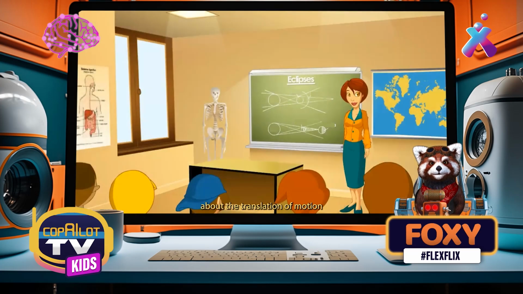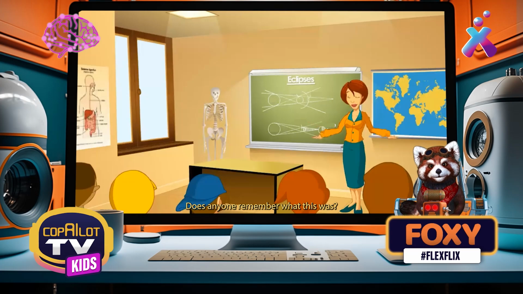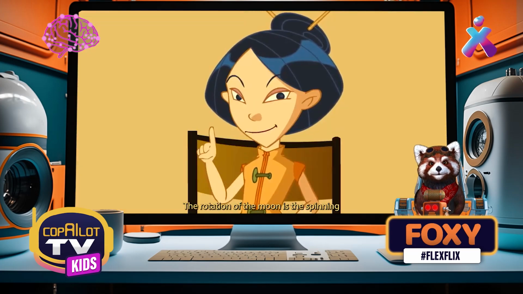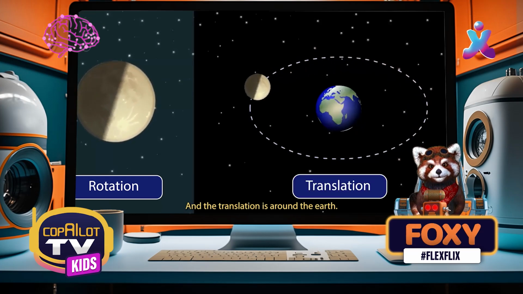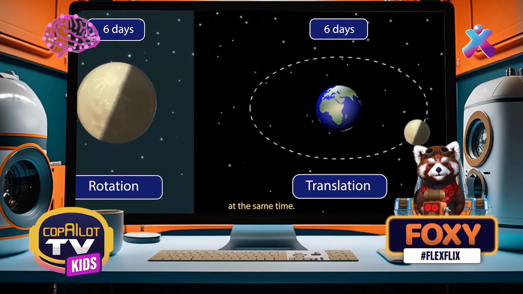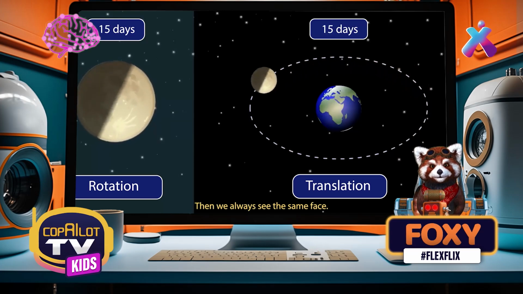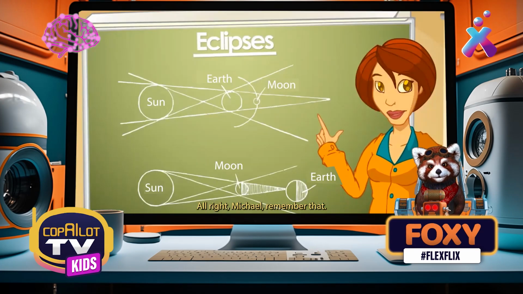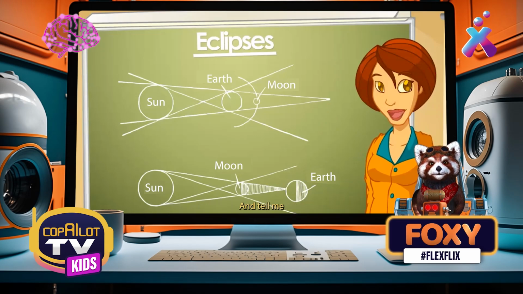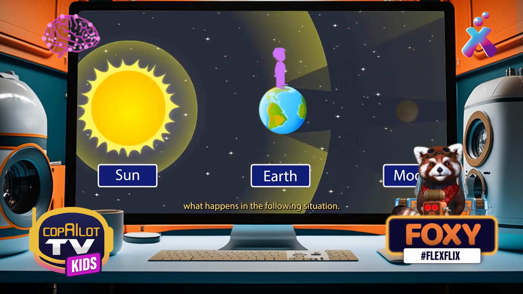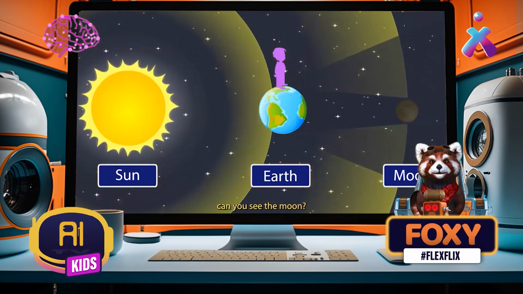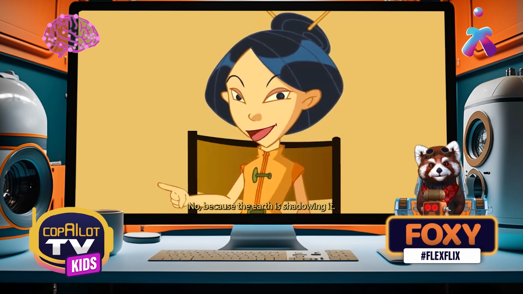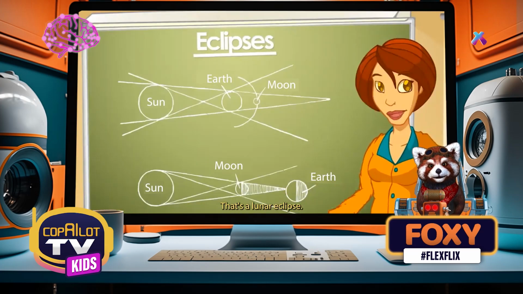We had already talked about the translational motion and rotational motion of the moon. Does anyone remember what this was? The rotation of the moon is the spinning of the moon around itself, and the translation is around the earth. And since it makes both movements at the same time, then we always see the same face. All right, Michael. Remember that and tell me, what happens in the following situation? If you are standing where the person in the picture is standing, can you see the moon? No, because the earth is shadowing it. Excellent. That's a lunar eclipse.